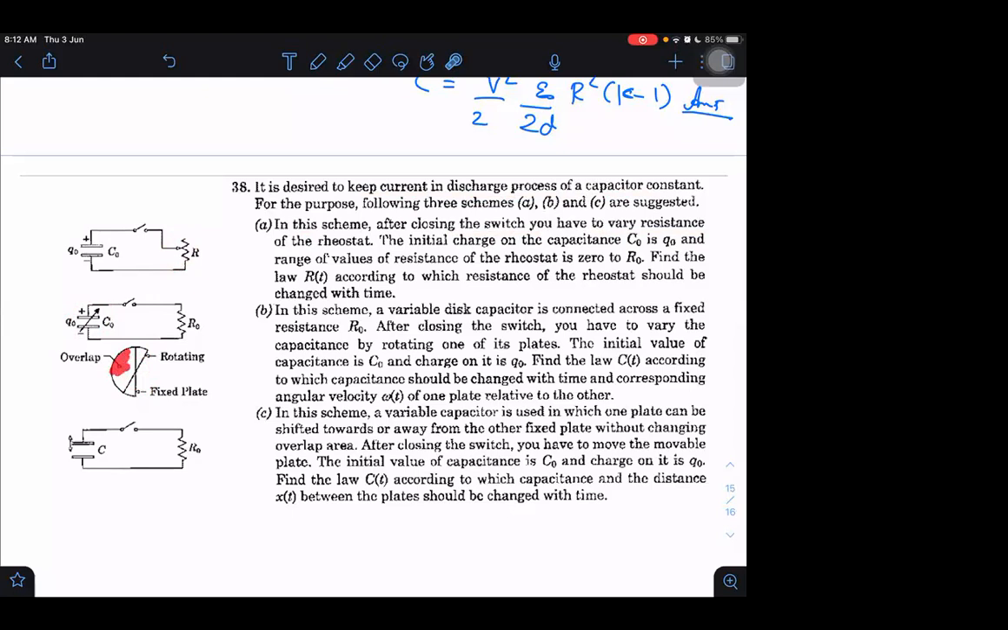Capacitance is varied by rotating: the area of overlap is changing, and we know capacitance depends on the area of overlap of two plates. This is one semicircular plate, below it another semicircular plate, and the area of overlap is this. So its capacitance can be changed by rotating. The third one is by moving the plate parallelly. This way also we can change the capacitance. So there are three ways by which we can change the value of either capacitance or R, but we should do it in such a way that the current remains constant.